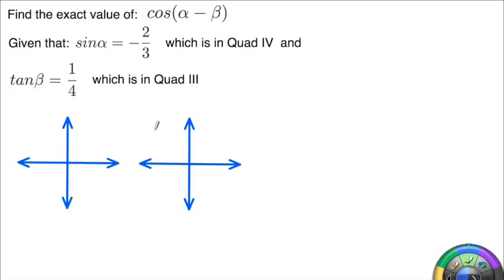Here's a problem that requires a lot of drawing. Here we're trying to find the exact value of cosine of alpha minus beta. It's given that the sine of alpha is equal to negative 2/3. In other words, the sine of the angle's ratio is negative 2/3. And this angle happens to be in quadrant 4.